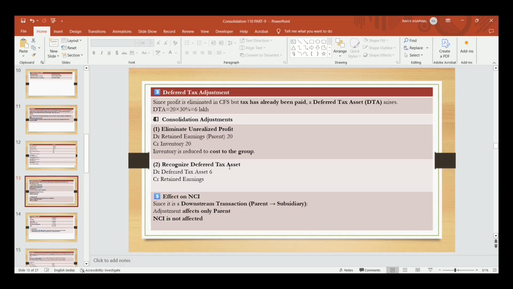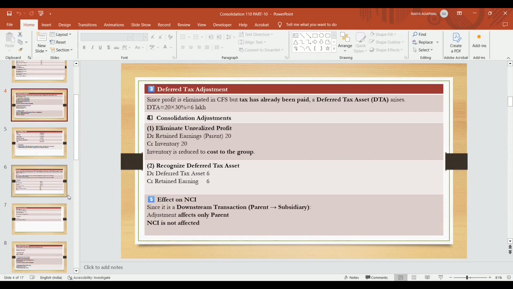Consolidation adjustment. Firstly, we will eliminate the unrealized profits by passing a journal entry: retained earnings account debit, to inventory. We will reduce retained earnings by 20 lakhs and also reduce the inventory by 20 lakhs. So inventory is reduced to the cost to the group. Recognize deferred tax asset: deferred tax asset account debit by 6 lakhs, to retained earnings 6 lakhs.